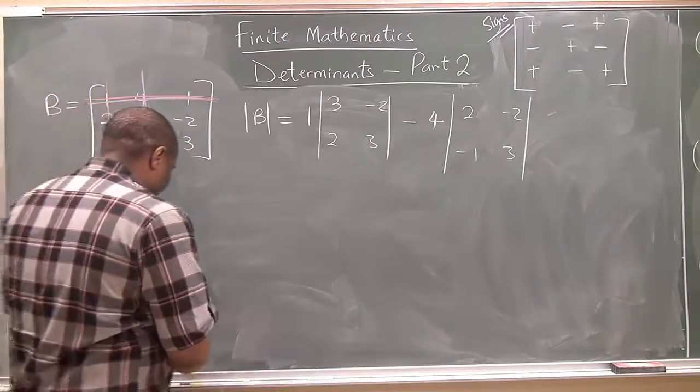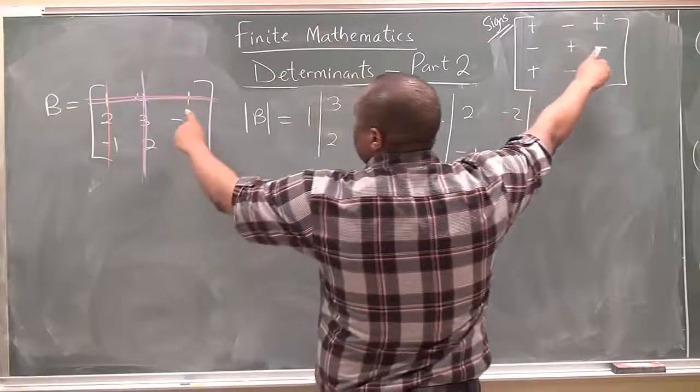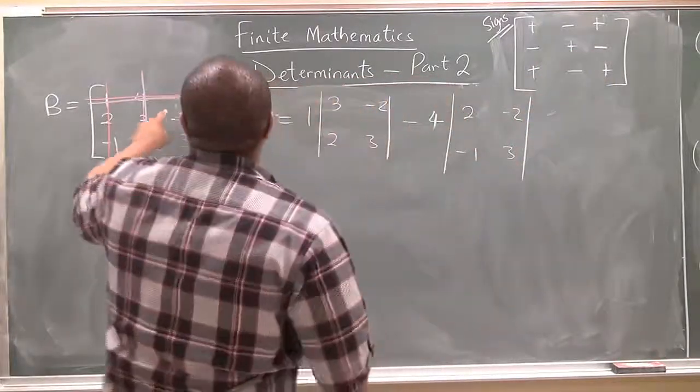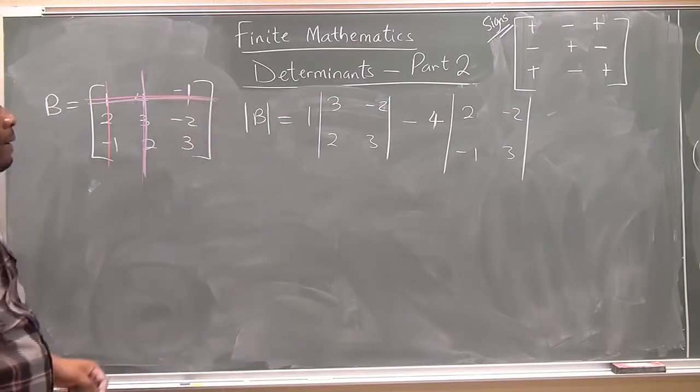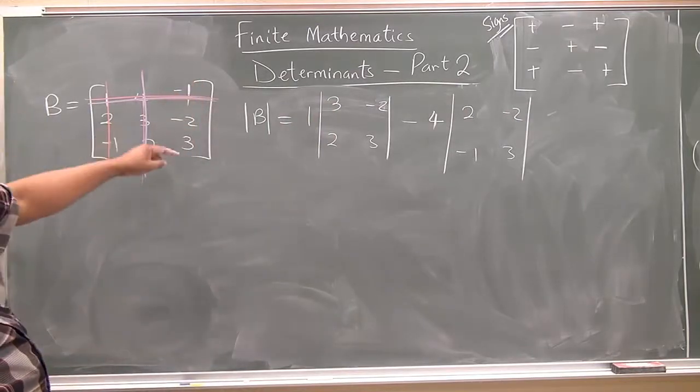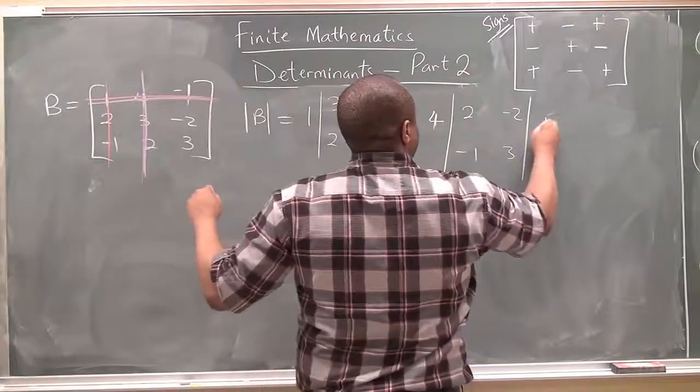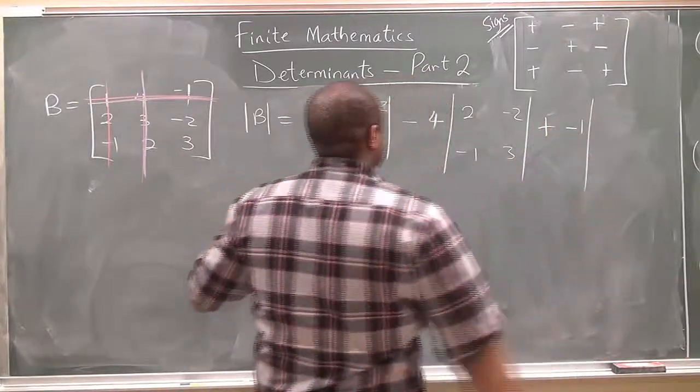Then, the next one is plus. Now, but this is negative 1. So be careful here, okay? This is negative 1 right here. Remember, it's negative 1. So this is plus here. So this is plus, negative 1. Determinant.